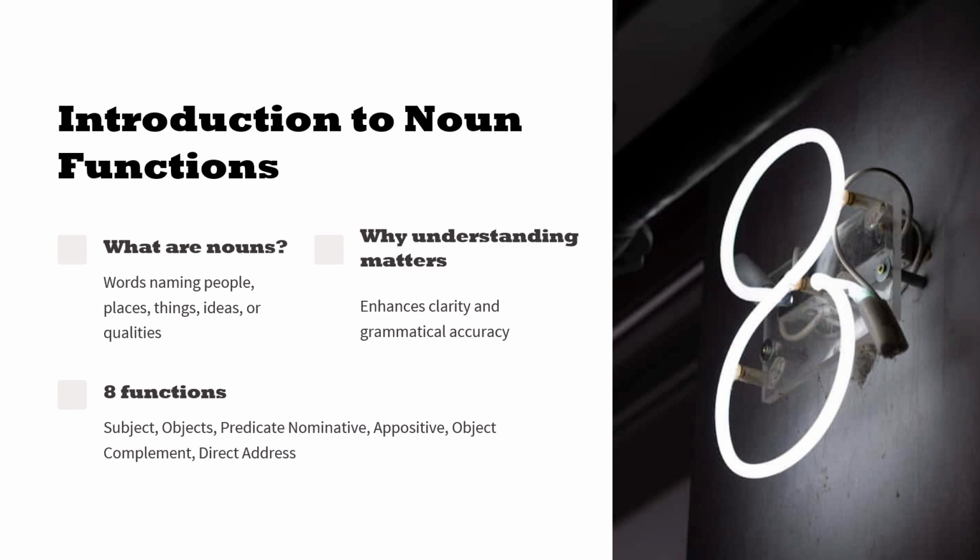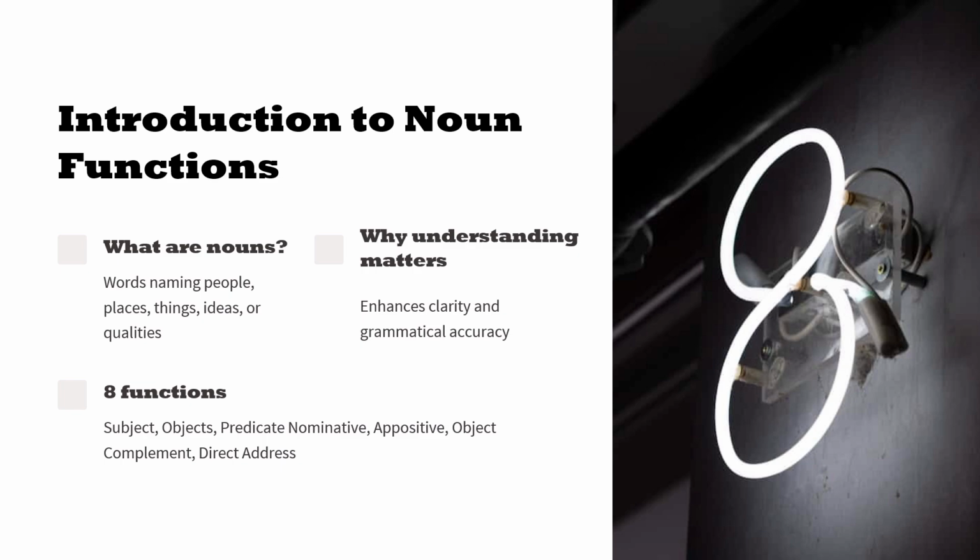What are nouns? So at their core, nouns are words that name people, places, things, ideas, or qualities. They are the building blocks of language, providing a way to identify and describe the world around us. So examples of nouns include words like teacher, which refers to a person, library, which names a place, book, which represents a thing, and even abstract concepts like happiness or freedom.